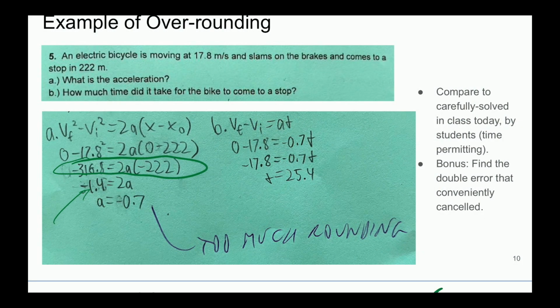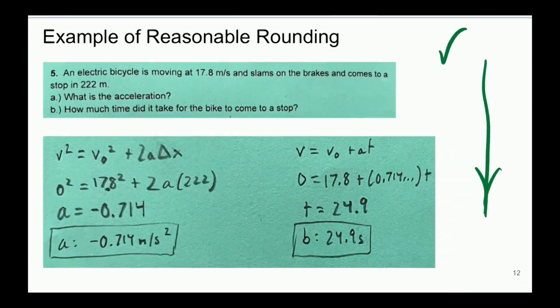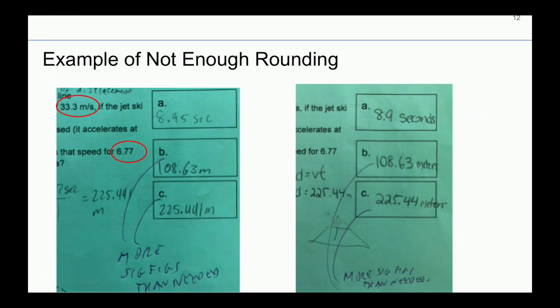Okay, let's come back to this student. There's actually an extra mistake in this calculation, which is not worth worrying about. I'll let you find that if you're curious, but what's most important is that too much rounding is a problem. Likewise, not enough rounding is a problem.